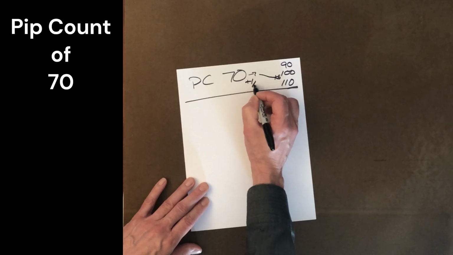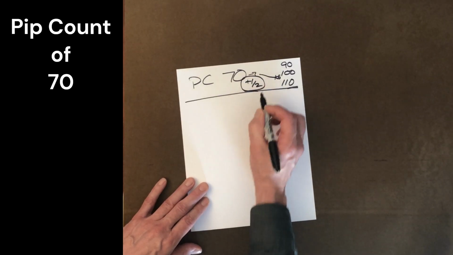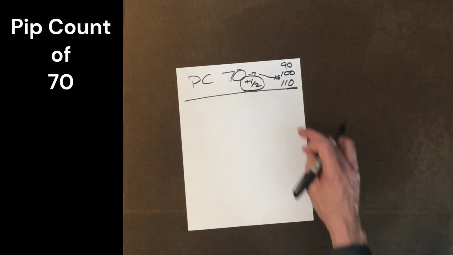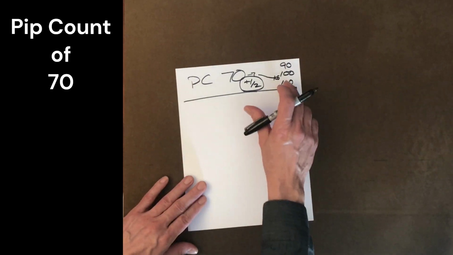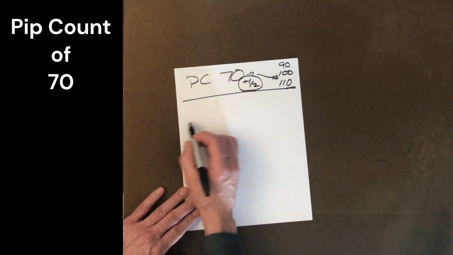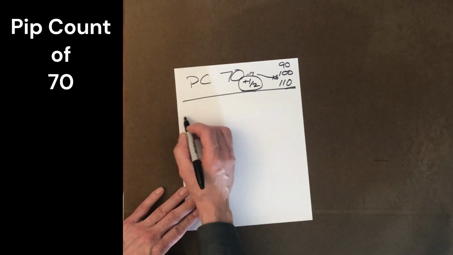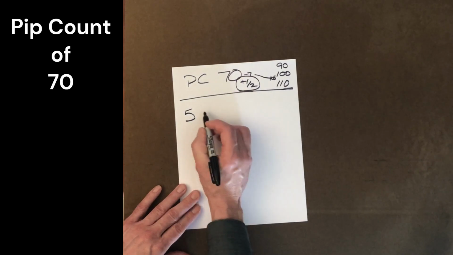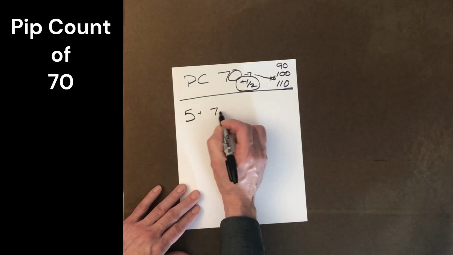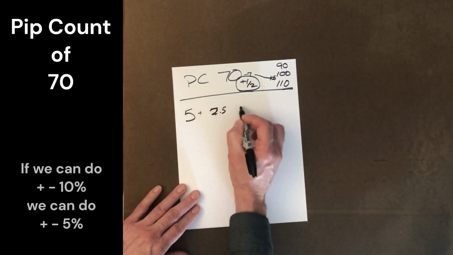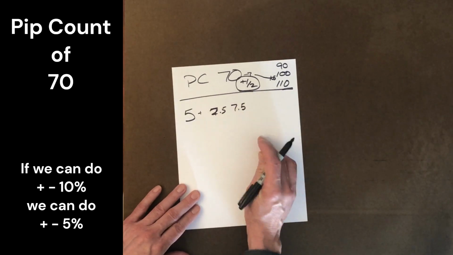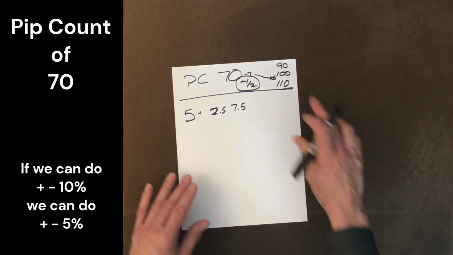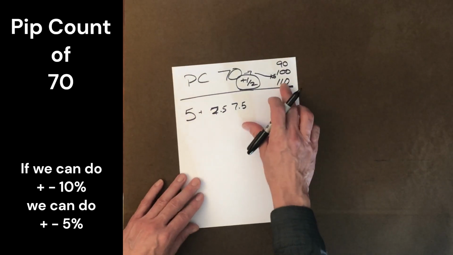So plus 1/2. Pretty straightforward. Now we're 5% off. We're not 10% off, we're 5% off. So we can still use this. So let's do a pip lead of 5. Now we're going to add half to that. That's 2.5, brings us to 7.5. Now we've overshot 100, so we're going to come back to 100.